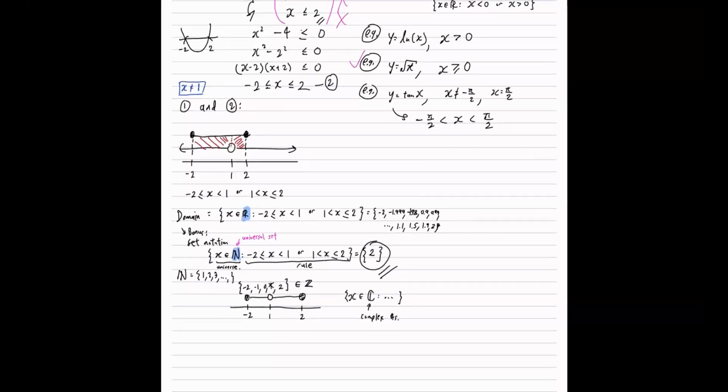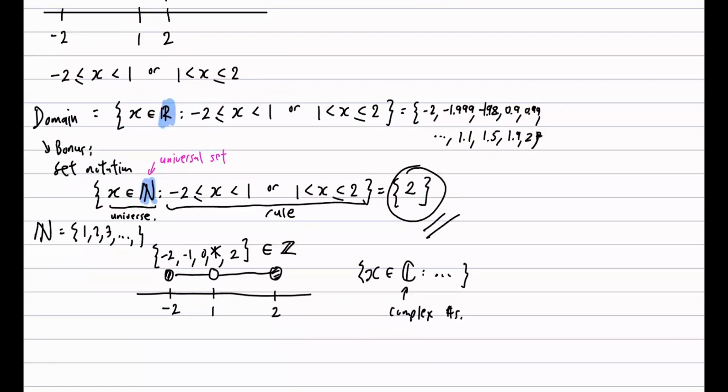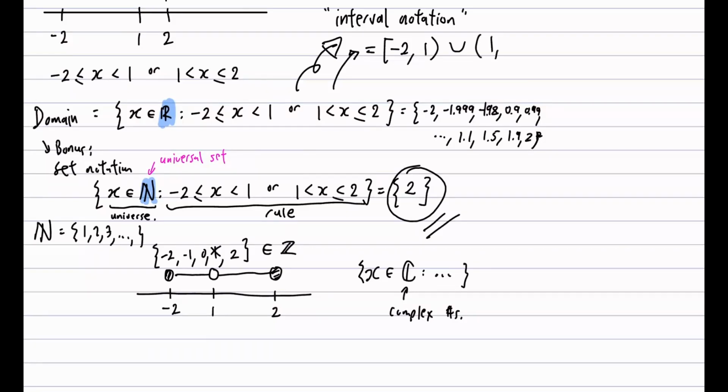Let's see, what other questions should I discuss? Domain. Oh, right, interval notation. If you find set notation difficult to understand, there is an alternative notation known as interval notation. This set is exactly equal to the following: square bracket -2, 1 round bracket, union with open round bracket 1, 2 close square bracket.